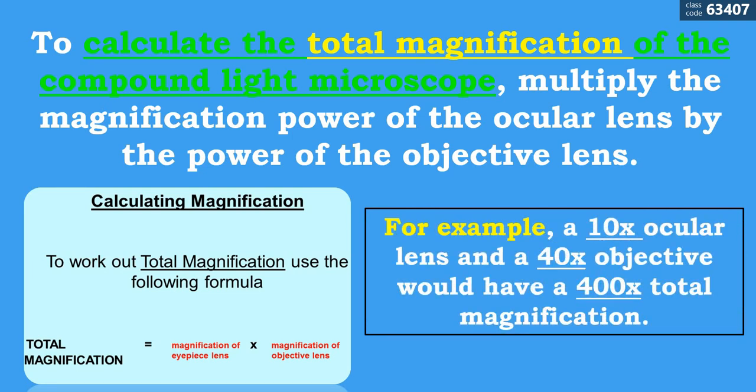For example, a 10x ocular lens and a 40x objective would have a 400x total magnification. All you need to do is multiply the coefficients. We have 10 and 40. So 10 times 40 is 400x.